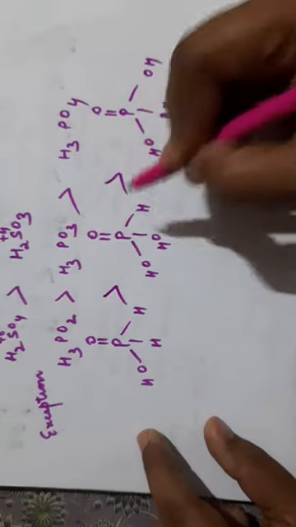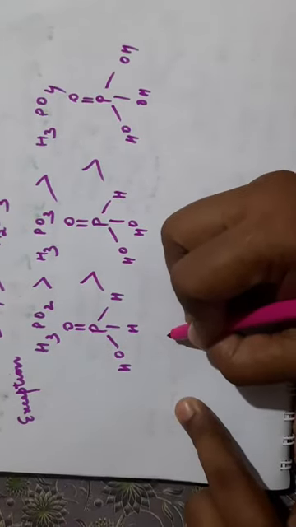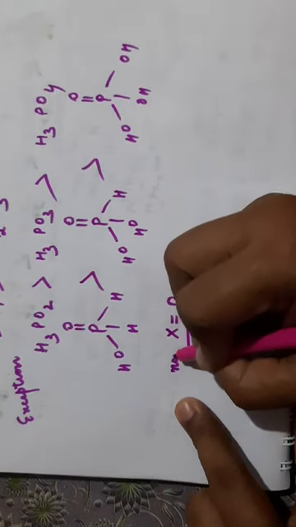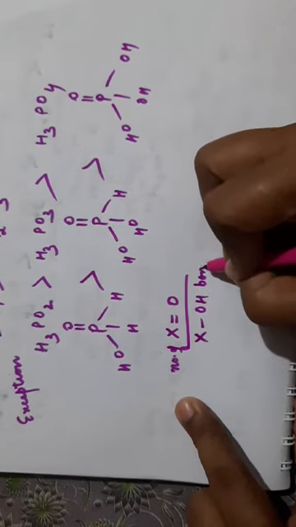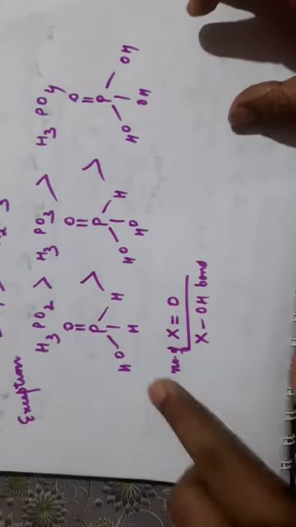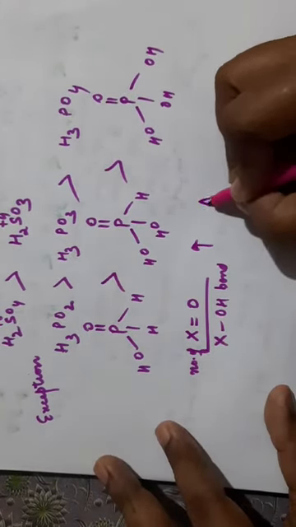Now there is a trick for all of these. Calculate the number: divide the number of X double bond O by the number of X OH bonds in all the compounds. The higher the value of this, the higher will be the acidic nature.